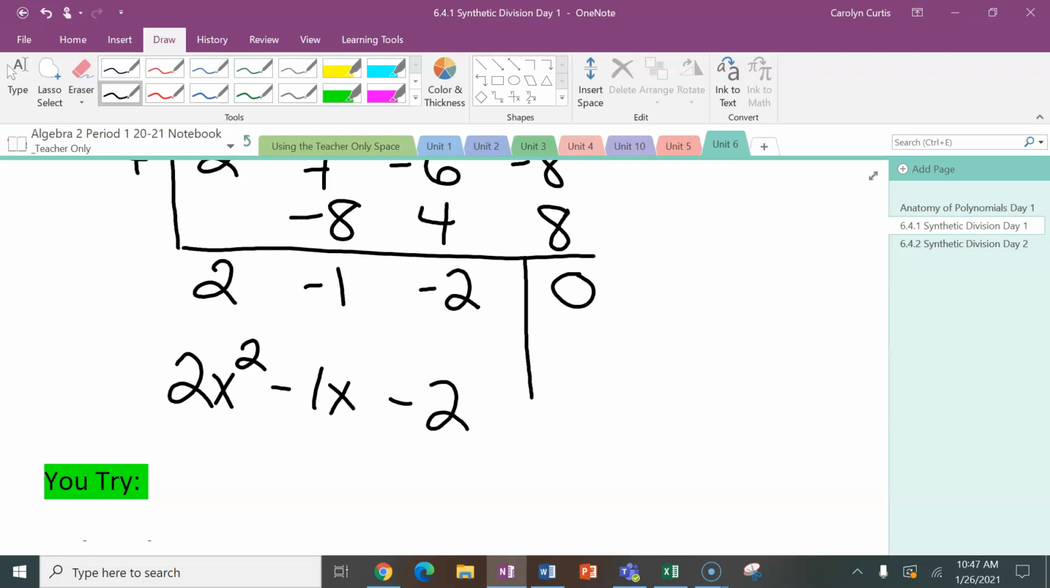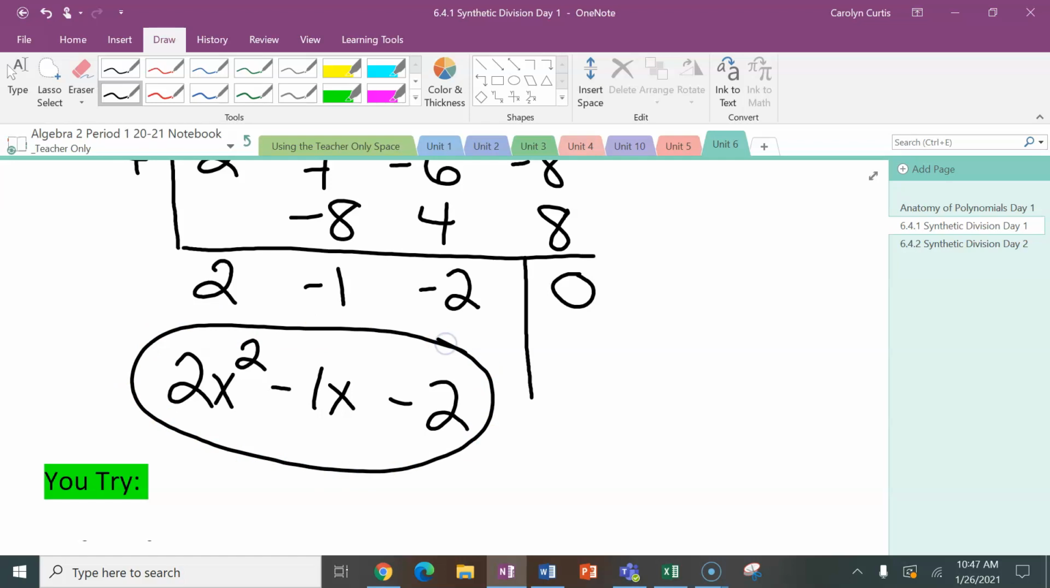If there were any terms after that 2, it would become x cubed, x to the 4th, and so forth. You always go up a degree. So this is my final answer with the remainder of 0. If the remainder is 0, you don't have to include it. If the remainder is something else, you do.